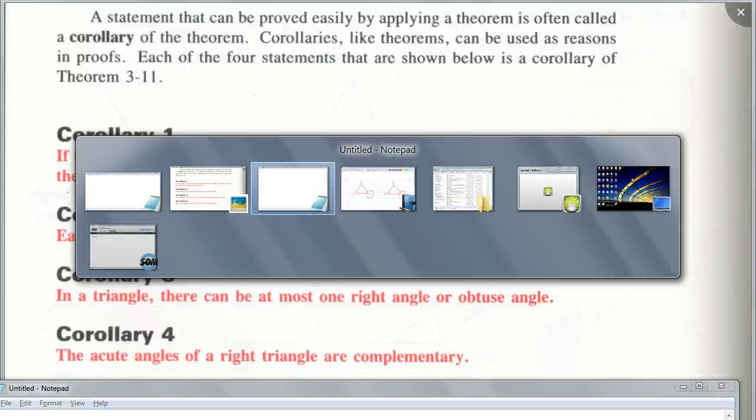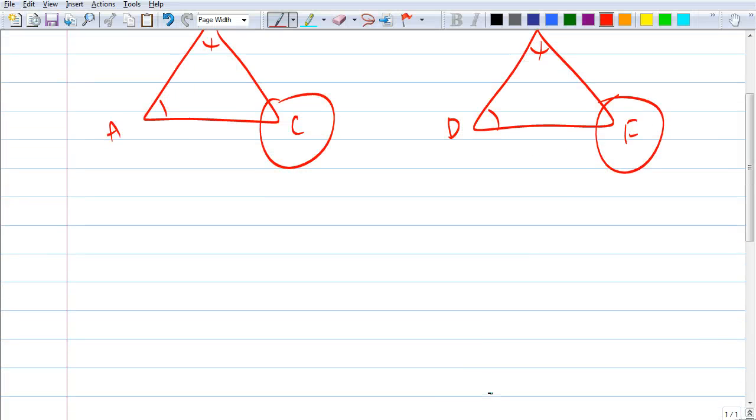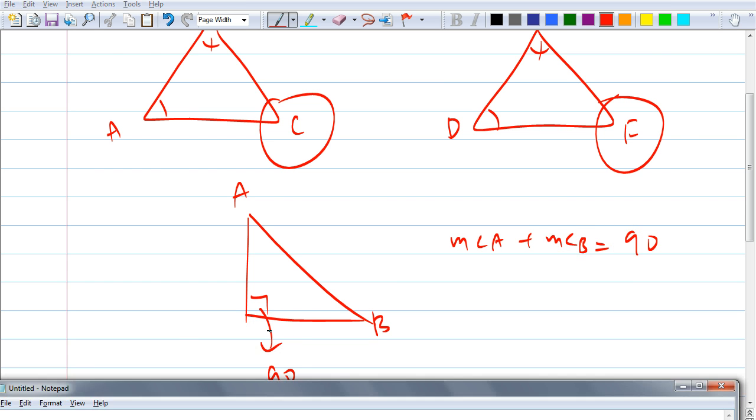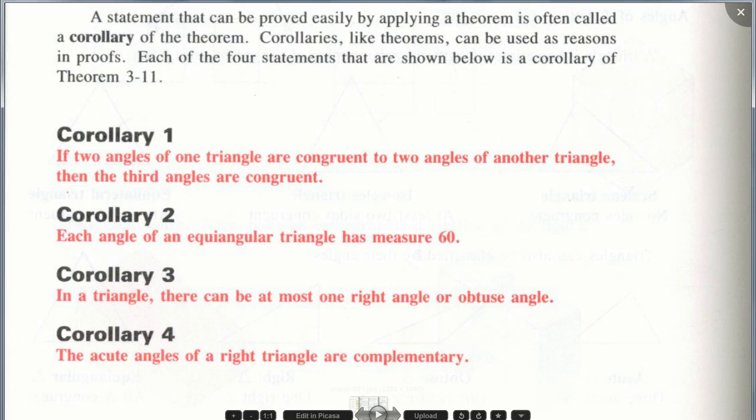Let me draw. Hold on. If you have a right triangle and I have angle A plus the measure of angle B, it must be 90, because the remaining angle is also 90, right? The measure of angle A plus the measure of angle B must equal 90 because of the right angle. That's what he's saying. Any question? The acute angles of a right triangle are complementary. Do you understand? Any question? All right.